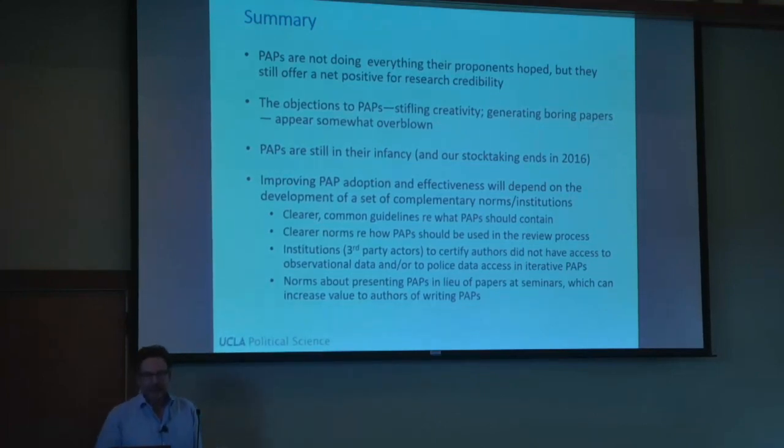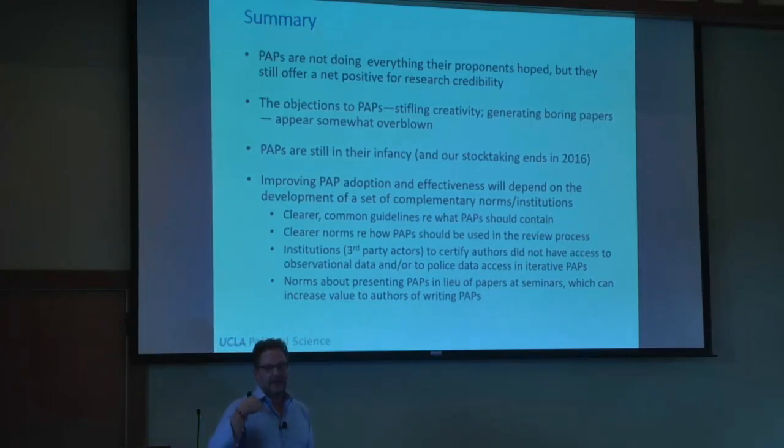Third, and this came up in the last panel to some degree, we need there to be institutions formed, whether it's gatekeepers or third-party actors, who can do things like certify that authors who are working with observational data didn't have access to the data before they wrote their PAP, or who can police the access that authors of studies have to their data in instances when they submit a pre-analysis plan that calls for iteration during the course of the research.